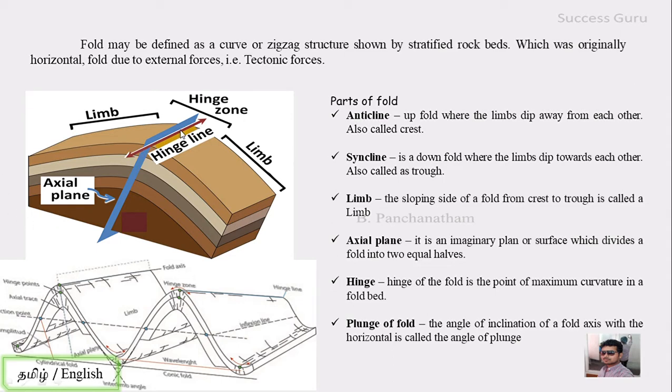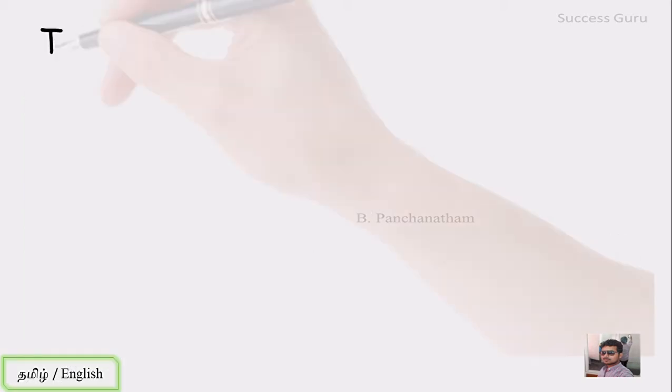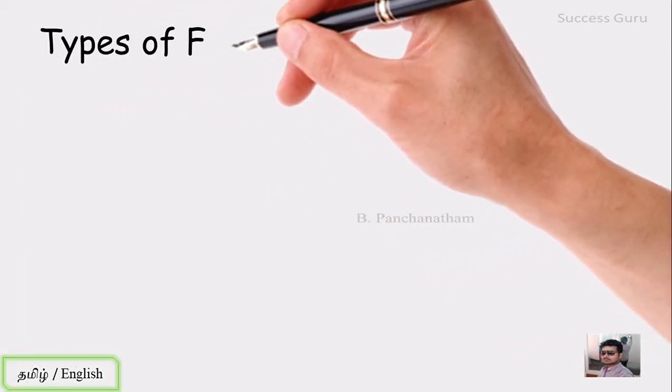Next one is the plunge of the fold. The angle of inclination of the fold axis with the horizontal is called the plunge of the fold. So you can see that this hinge line is inclined at some angle, right? So this fold is called a plunging fold, whereas this one is non-plunging. These are a few parts of a fold, and let's get into the types of fold.